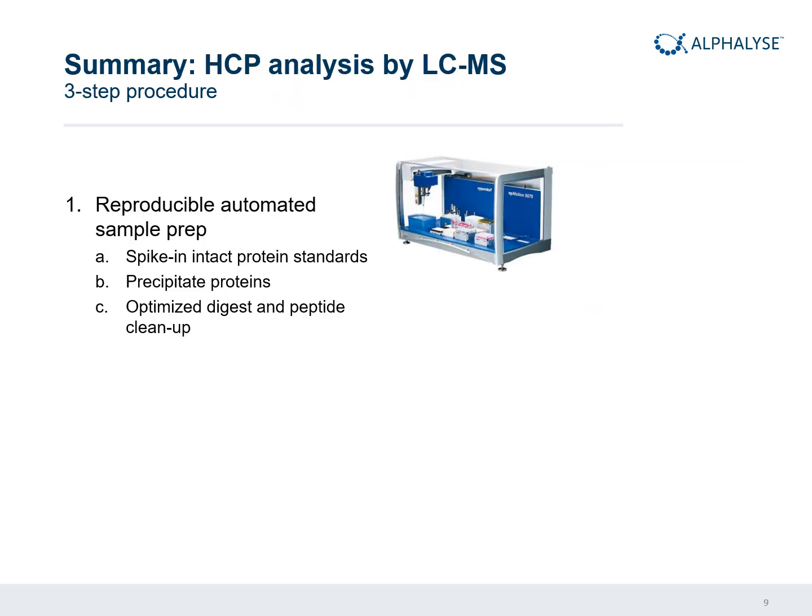So to summarize the analysis, it's first an automated sample preparation. We actually managed to get the whole sample preparation into a single robotic system, so we don't have to do anything manually. This is also part of why our assay is so reproducible, because we don't have any manual pipetting steps or sample preparation steps. And as I just showed you, we start out by adding these intact protein standards, 7 of those, and then we do a precipitation, the digest, and the peptide cleanup.